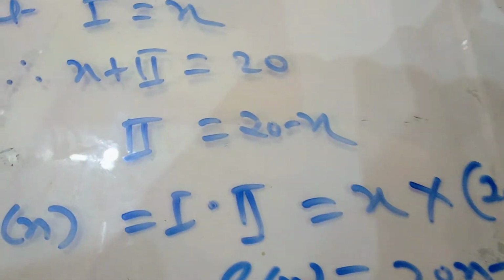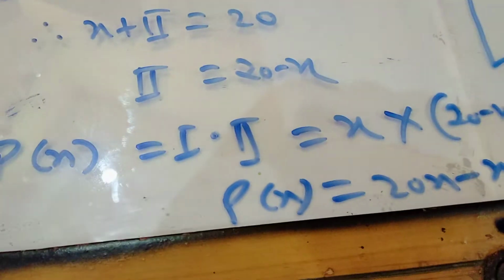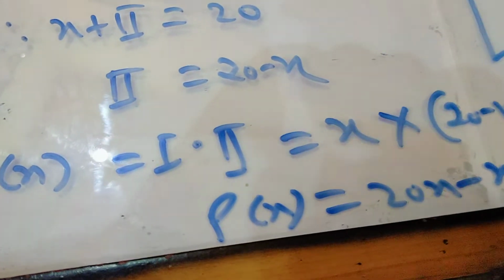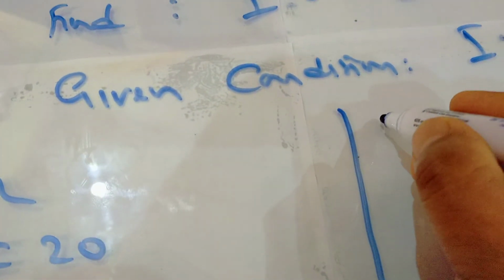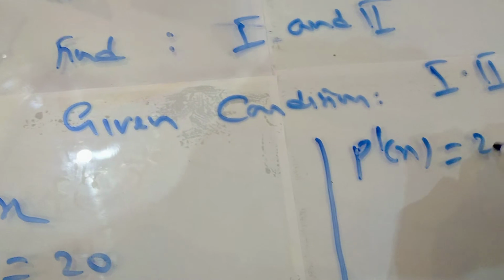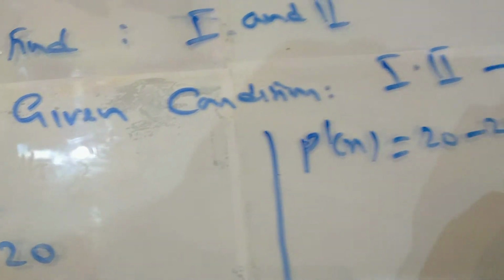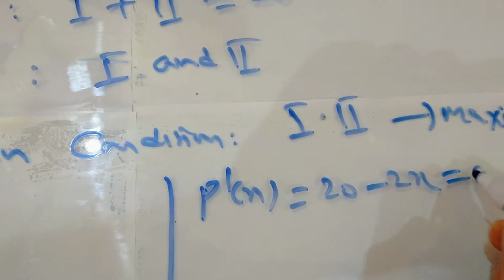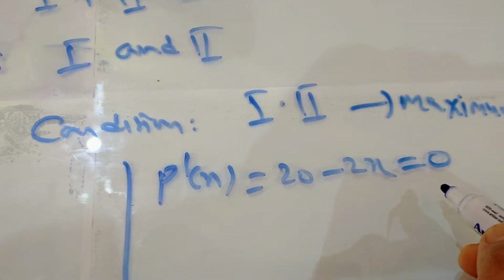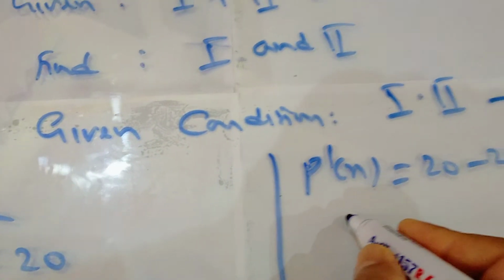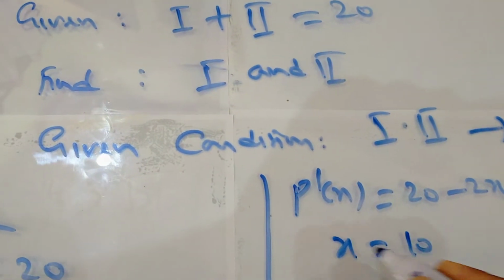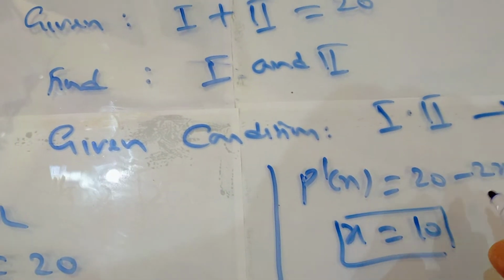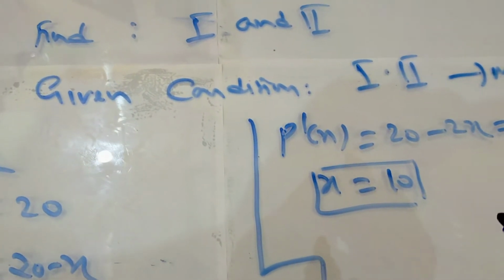Now what is the second step? The second step is to differentiate this function. If I differentiate it, it will give the value p dash x. So p dash x is 20 minus 2x, and I should equate it to 0. So this will give x is equal to 10, isn't it? It will give x is equal to 10.